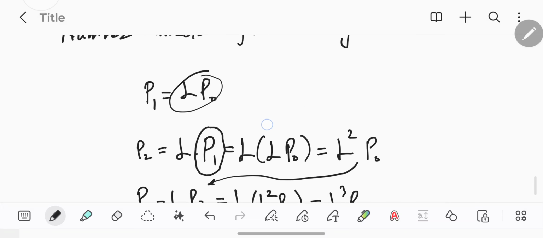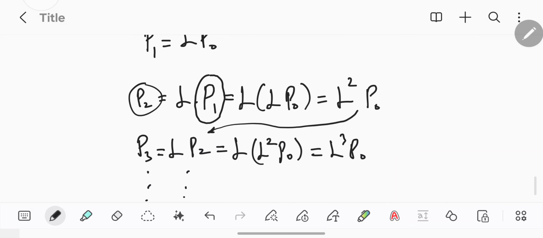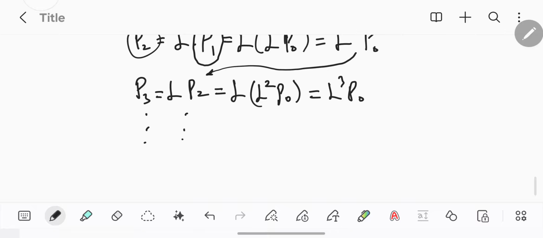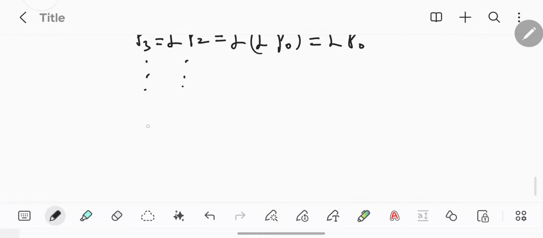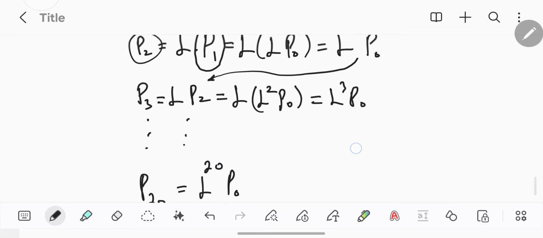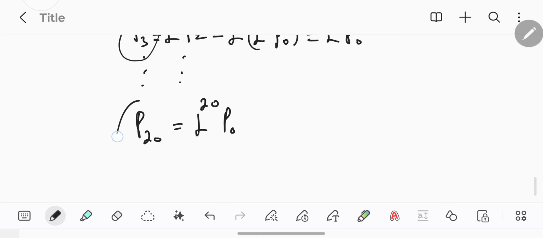Look, when I had P1, that means L to the power 1, P0. For P2, I have L to the power 2. For P3, I have L to the power 3. Similarly, I will carry on. For example, if I write P20, it will be L to the power 20 times P0. Make sense? Just using these facts. Because this fact says P3 equals L cubed times P0, this means P20 is equal to L to the power 20 times P0.